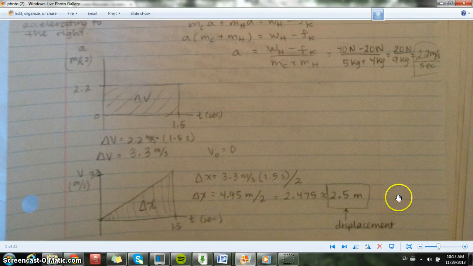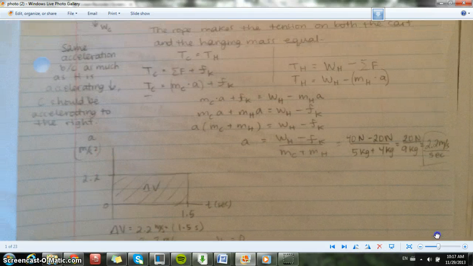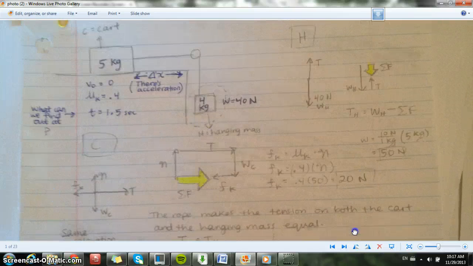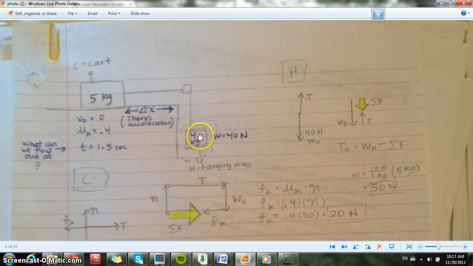That means that in total the cart moved 2.5 meters as the hanging mass was being pulled downward. As the hanging mass was pulled downward, it was accelerating, and the cart is going to move a distance of 2.5 meters before it hits the pulley. It's going to change its position by 2.5 meters until it hits the pulley.